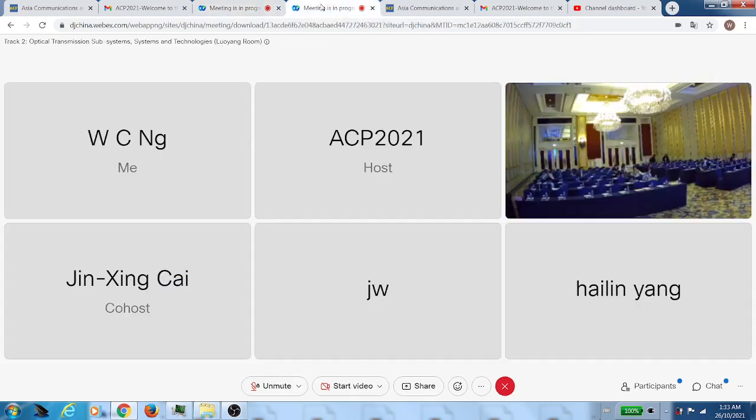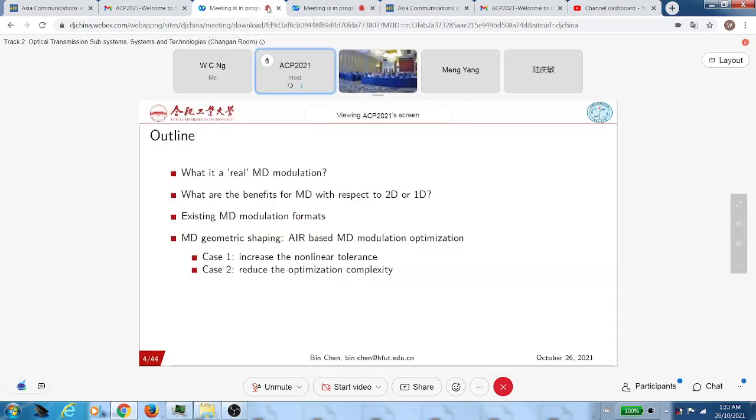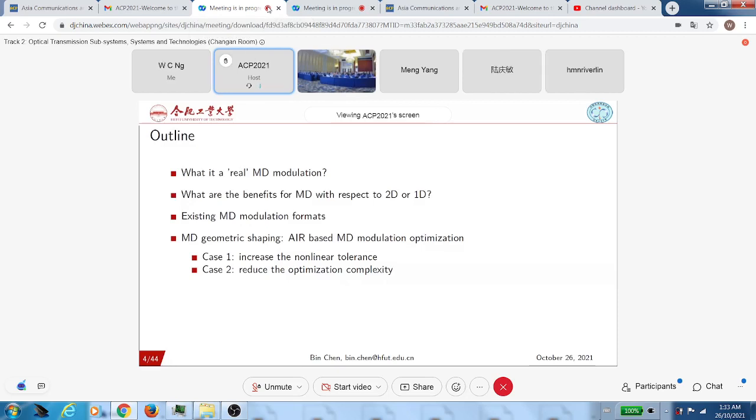Example 1 is to increase nonlinear tolerance and reduce the nonlinear interference. The second one is to reduce the optimization complexity, because for high dimensionality it's very difficult to design a good constellation.